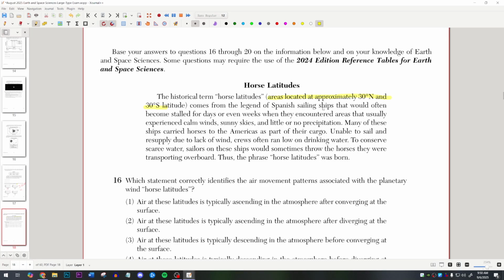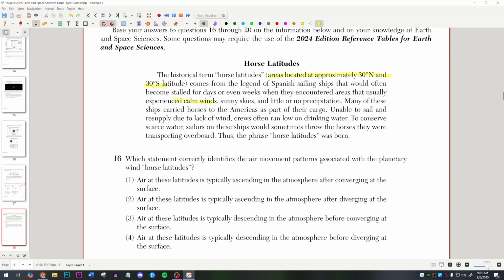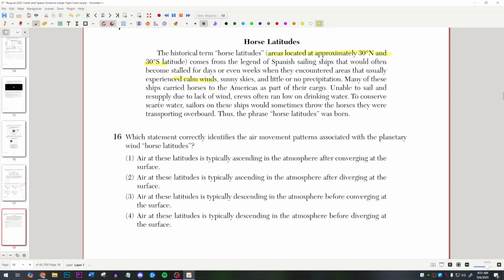Comes from the legend of the Spanish sailing ships that would often become stalled for days or even weeks when they encountered areas that usually experience calm winds, sunny skies, and little to no precipitation. Many of these ships carried horses to the Americas as part of their cargo. Unable to sail and resupply due to lack of wind, crews often ran low on drinking water. To conserve scarce water, sailors on these ships would sometimes throw the horses they were transporting overboard. Thus, the phrase horse latitudes was born. Okay. So we'll just say lack of wind, low on water, things like that.